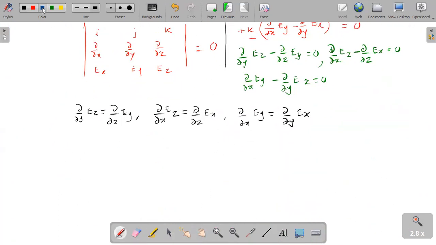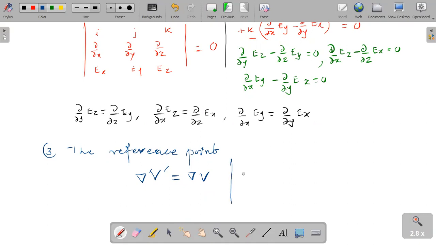I will use a new different color. And for reference point, next point is the reference point. And dear student, for reference point, directly write this. There is the equivalence between the potentials. See, here gradient V is equal to gradient of any point. Okay, or you can say that here V dash of B minus V dash of A, dear student, is equal to V of B minus V of A.